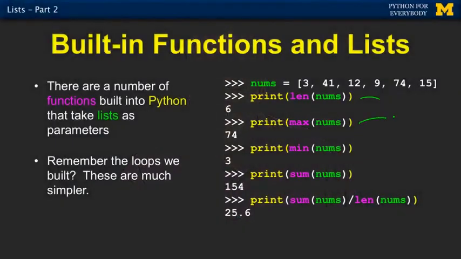We have lots of functions. We've already played with len and talked about len, how many things are in the list. We can say what's the largest number of a list, what's the smallest number of a list, add them all up. What's the sum of this list?